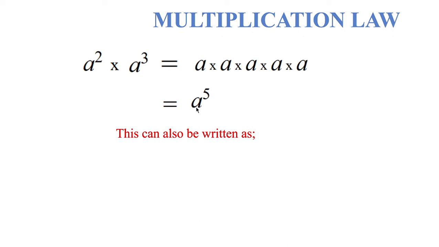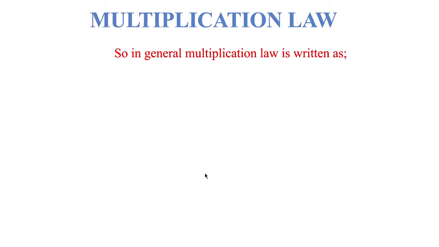Now, this can also be written as A to the power 2 times A to the power 3 equal to A to the power 2 plus 3. This is same as A to the power 5. From this, we can derive the multiplication law for indices, which states that A to the power x times A to the power y is equal to A to the power x plus y.